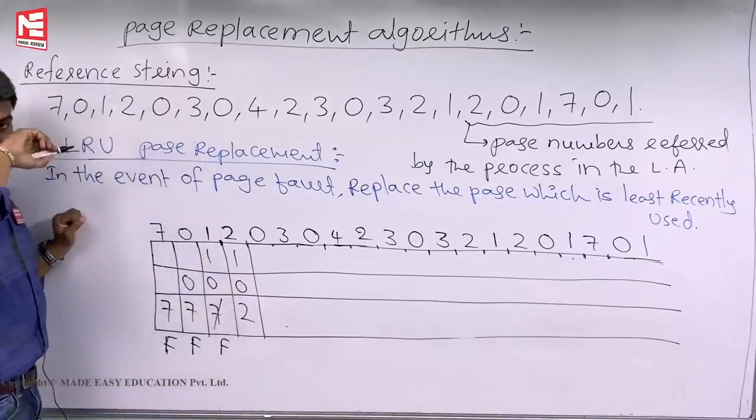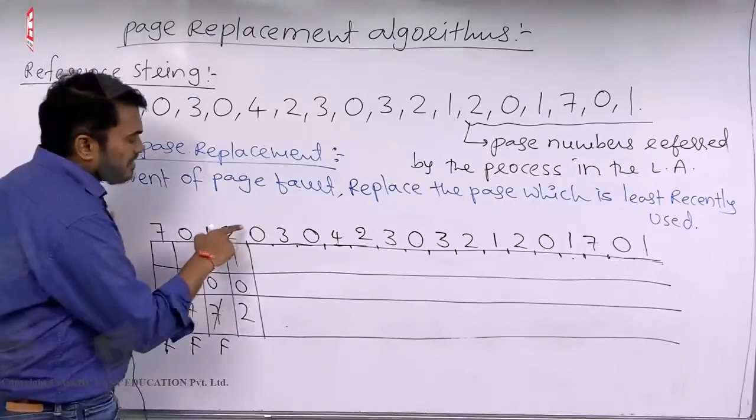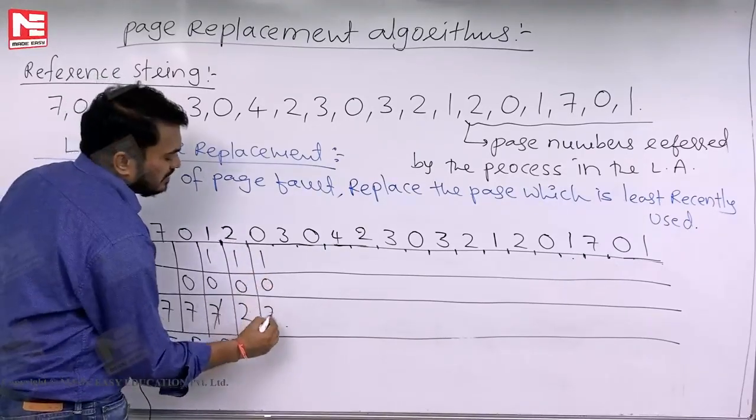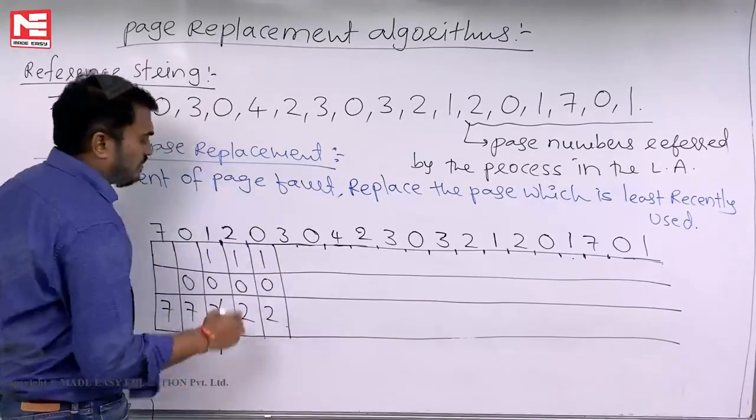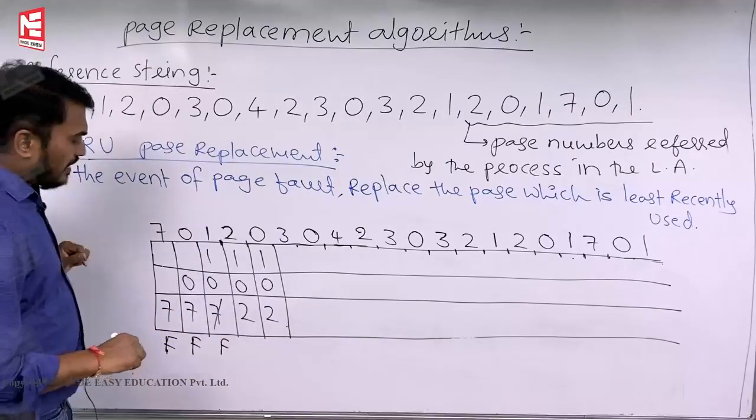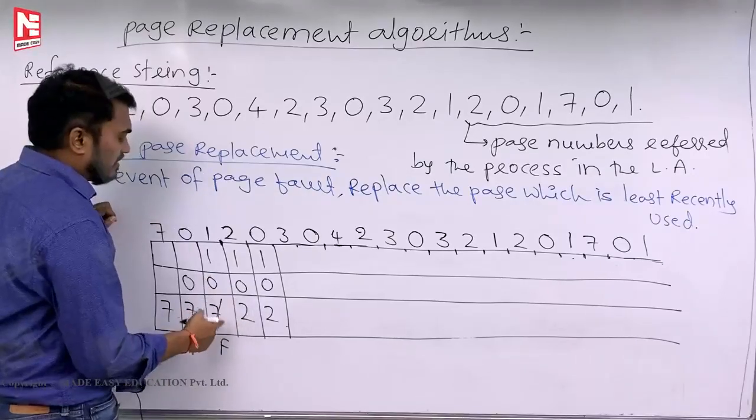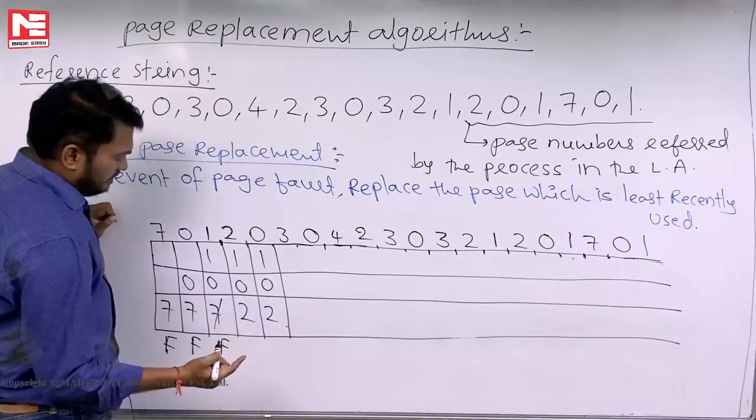Copy the remaining as it is. And next is what here? 0. Is 0 available here? Yes, it is available. So if it is available, then copy as it is. Don't write F. Is that clear? Right? So look here, 2 was replaced here, right? Okay, that was correct.